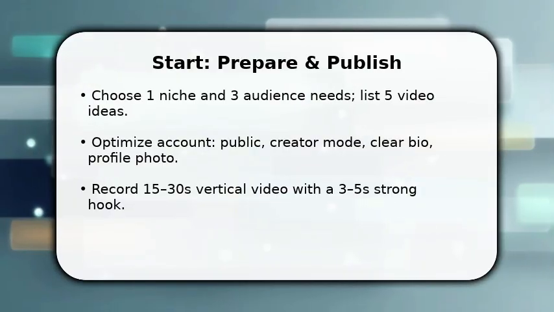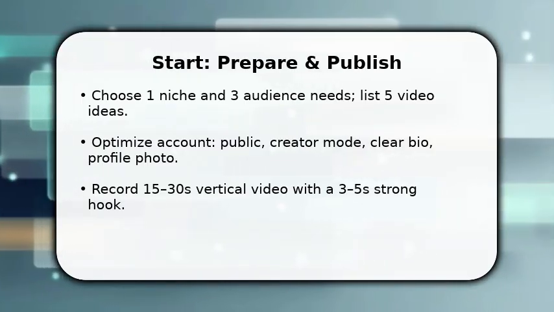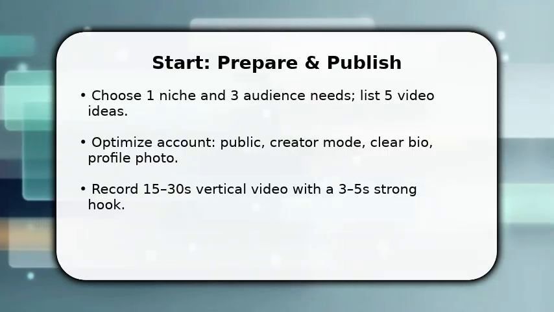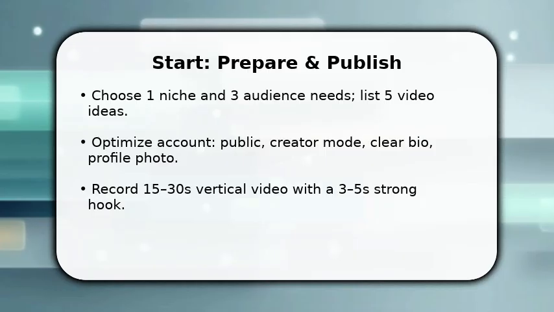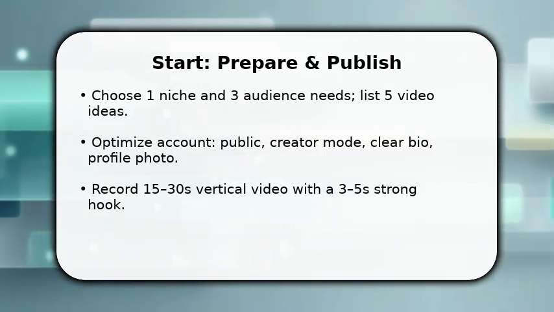You start by locking a single niche so the algorithm can learn your content. Once done, make your account public and switch to creator mode. This gives you analytics. Film a vertical 15-30 second clip and open with a 3-5 second hook that promises value. Make sure captions and the first frame match the promise.